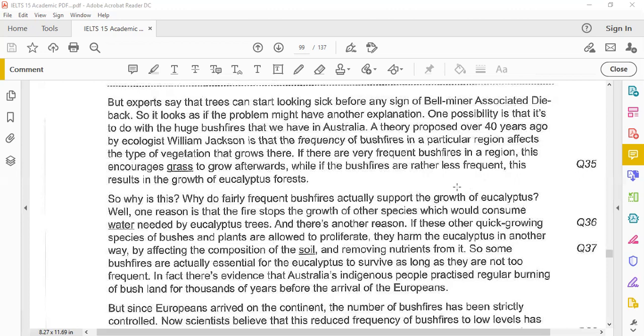A theory proposed over 40 years ago by ecologist William Jackson is that the frequency of bushfires in a particular region affects the type of vegetation that grows there. If there are very frequent bushfires in a region, this encourages the grass to grow afterwards, while if the bushfires are rather less frequent, this results in the growth of eucalyptus forests.